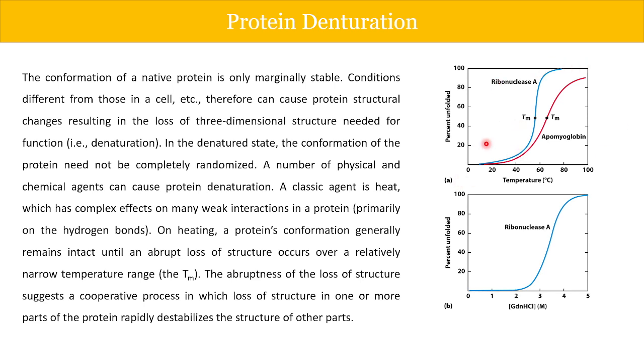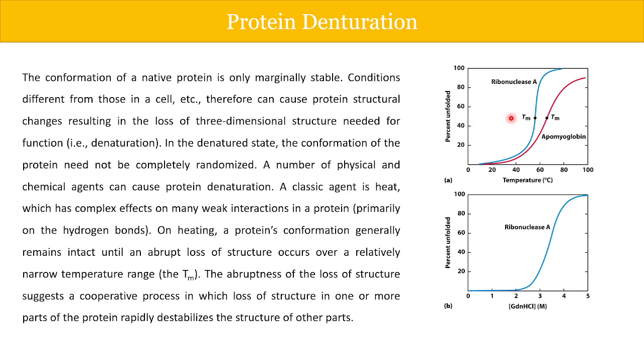So if we see from here, there are two proteins, one is ribonuclease A and another one is apomyoglobin. You have to look at the y-axis, which is percent unfolded, and this is the temperature. To get an idea about the Tm, or the melting temperature, you have to see at which temperature your protein is 50% unfolded. So this is the point of your Tm for apomyoglobin, and this one is for ribonuclease A.